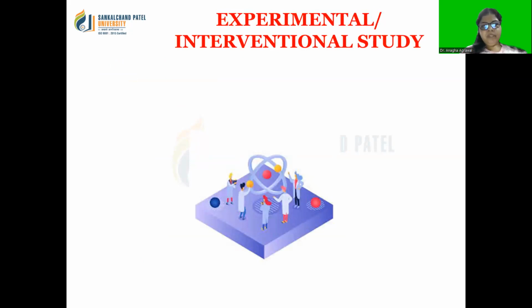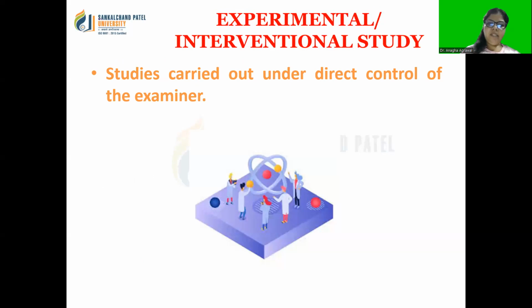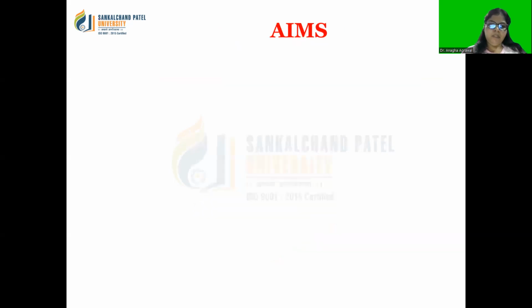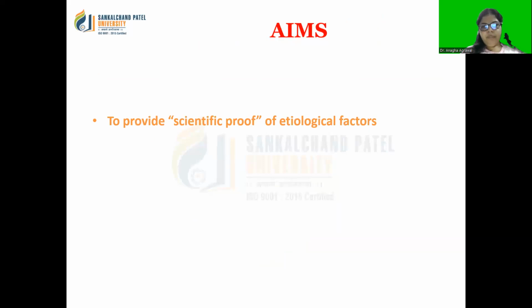So what is a research study or the interventional study? These are studies carried out under direct control of the examiner. The examiner has control over some things which are planned for those participants. That's why these are known as experimental studies. The aim of these experimental studies is to provide scientific proof of etiological factors, meaning whatever assumptions we had in the hypothesis, we need a scientific proof. If I'm giving this particular drug to this person and not giving it to that person, how his body reacts, that we have actually experimented on that person and found a proof for it, right?